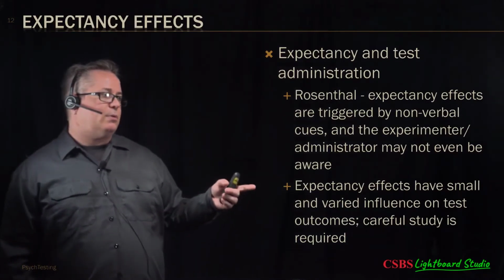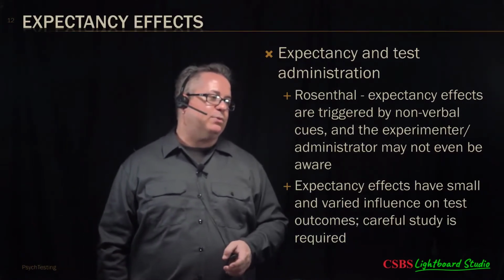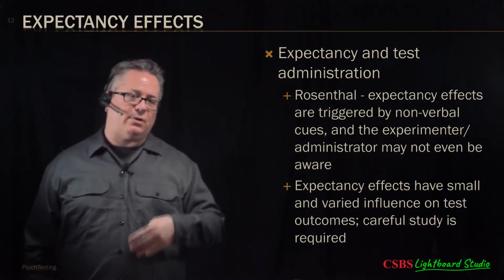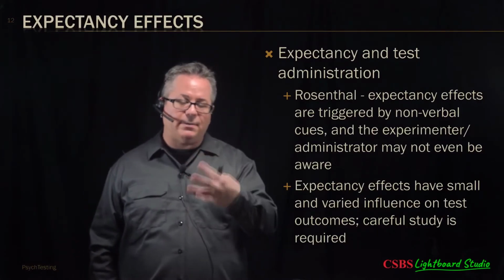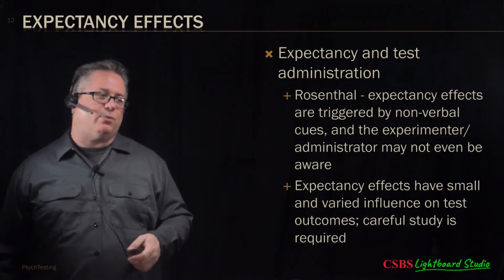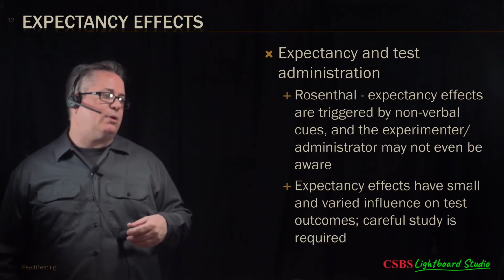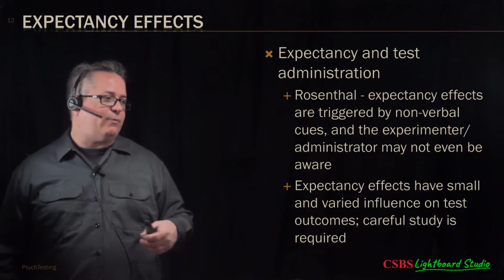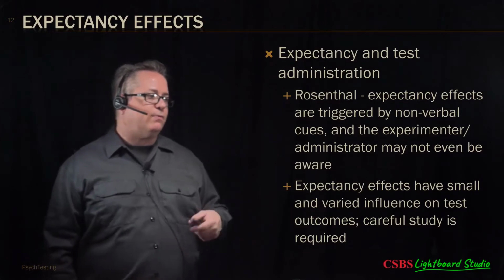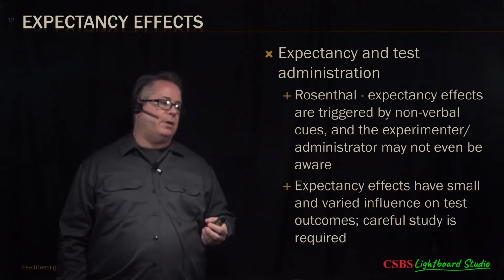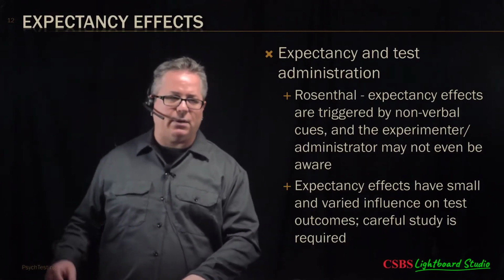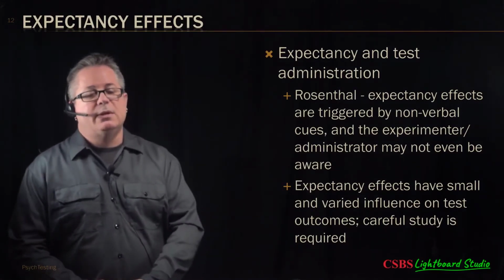So Rosenthal, expectancy effects are triggered by nonverbal cues. So sometimes it's the things we say. We're expecting that if a test administrator says, "Oh my God, that's a horrible answer," and they say very negative things, of course that's going to affect things. But it's not always just the verbal things. It's the nonverbal cues, and the administrator may not even be aware that they're giving these cues off. And expectancy effects have small and varied influence on test outcomes. A lot more studies are being done, and probably will be done, on how these things play out, because sometimes they can improve scores, sometimes they make them worse.